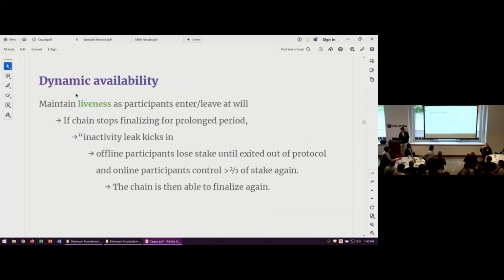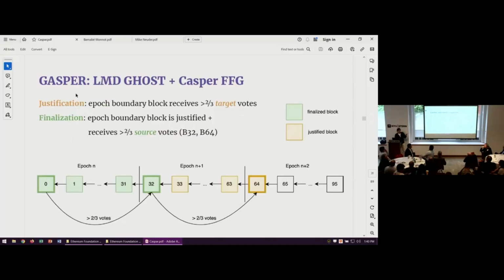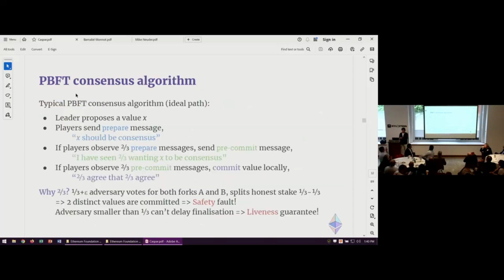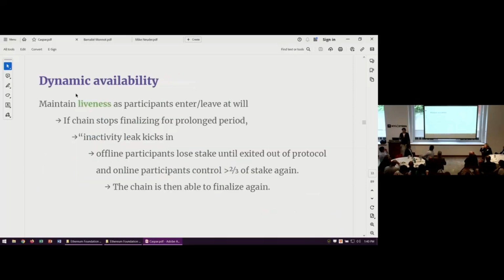Now, dynamic availability. This thing is pretty complex if you compare it to this other thing. And so that's a huge trade-off that Ethereum is making in terms of complexity. But one of the main reasons why Ethereum went to such lengths to come up with this is that there are papers on the CAP theorem, which kind of say that dynamic availability and finality is not possible.